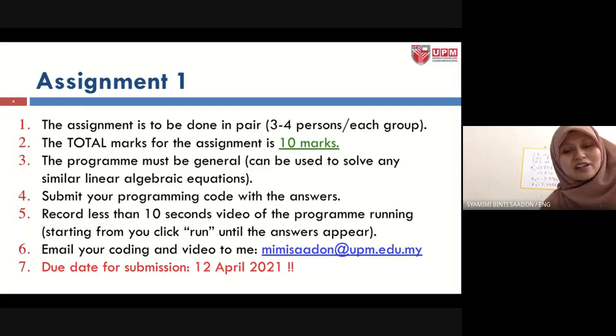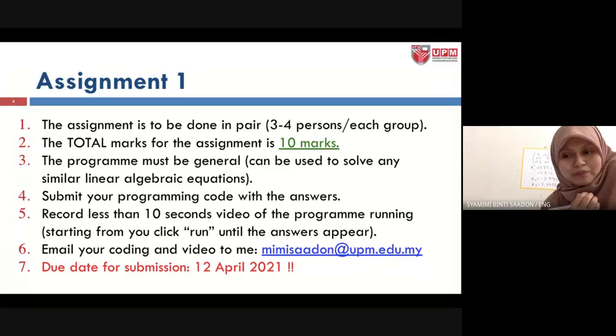Okay, so I don't want you just to key in the value like you just calculate it. I want it to be general. So if we change the set of linear equations, the program can still be used. Okay, so that's what I mean. Okay, so submit your programming code with the answers.